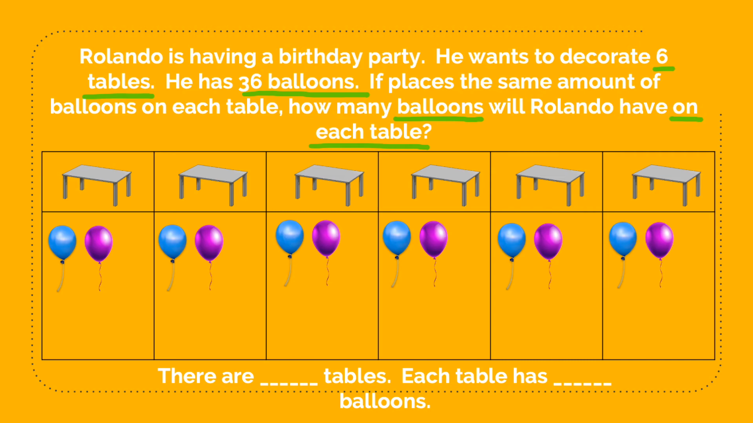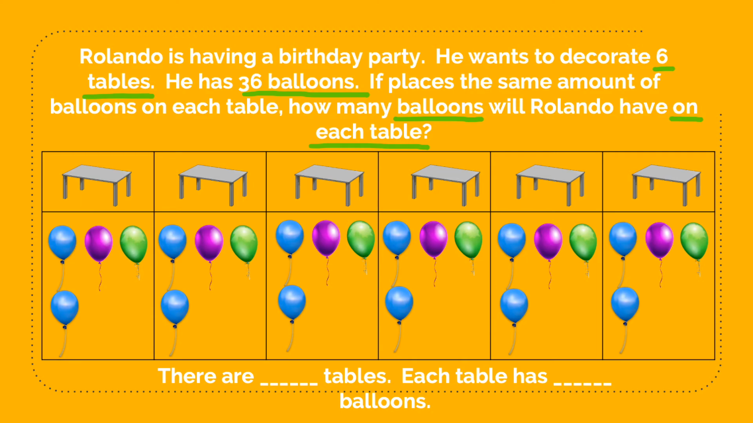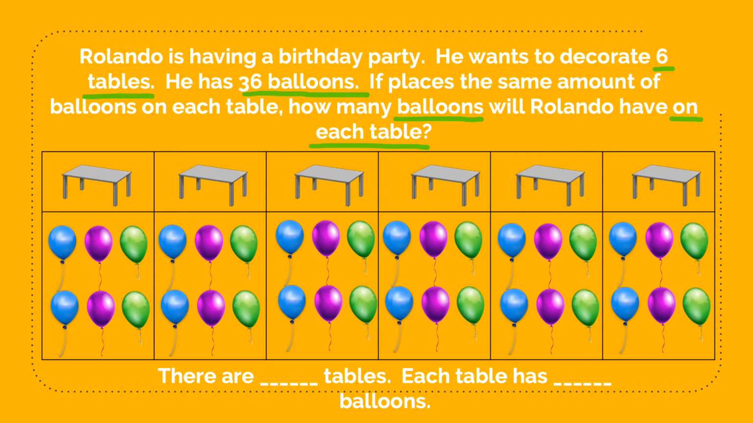I haven't used all 36, so I'm going to place another balloon on each table. Now I have used 12 balloons. I still haven't used all my 36 balloons, so I will place another balloon on each table. Now I have used 18. Still have balloons that I can place, so I'm going to place another balloon. Now I have used 24 balloons. I still have balloons that I can place, so I will place one more balloon. Now I have placed 30 balloons. Still have balloons left over, so I will place one more balloon, and now I have placed all 36.